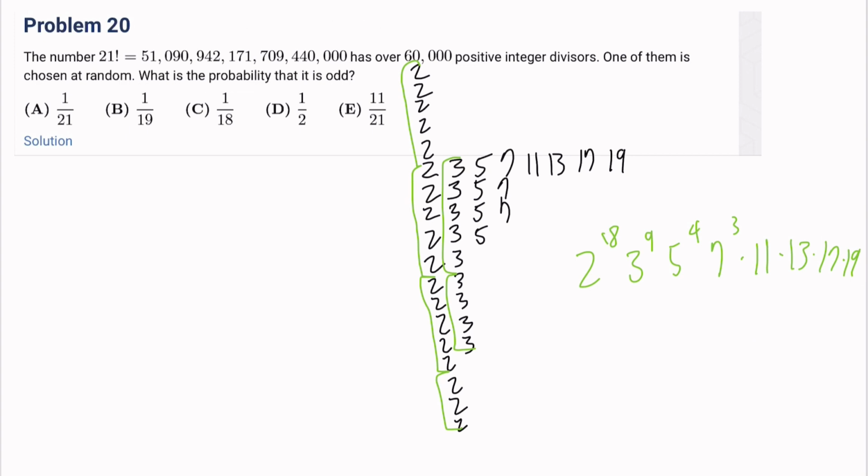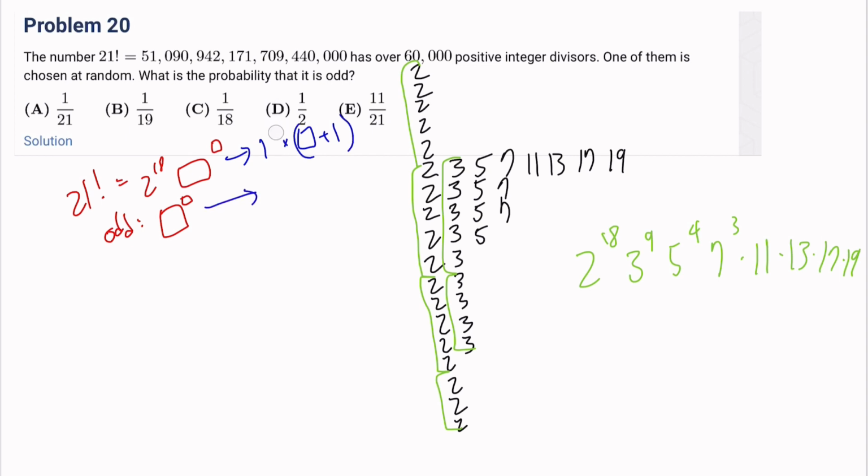But all we need here is the probability that it is odd, right? And so 21 factorial is 2 to the 18th power times the other factors to some other powers, right? But the odd divisors are just the ones without the power of 2, because if there's even one 2, then it becomes even, right? And so the number of factors of 21 factorial is 18 plus 1 times the other exponents plus 1 each.